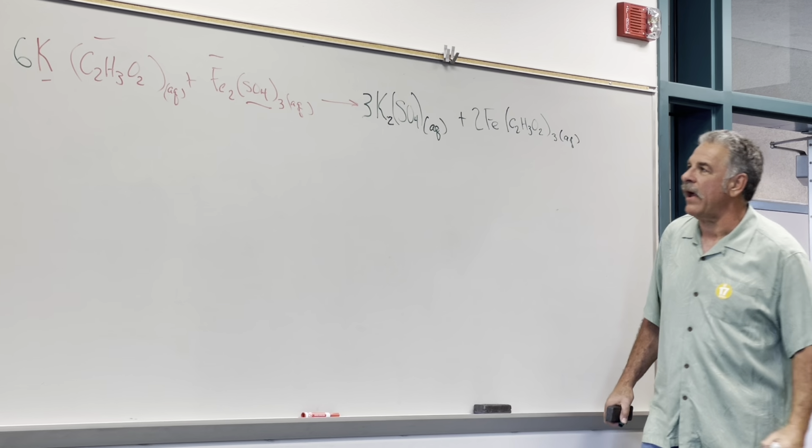Because what happens in our jar? Everything cancels. Everything's just in there. K plus, C2H3O2 minus, SO4 2 minus, Fe3 plus. They all just stay in solution. So you mix them together and, oh well, not today, no reaction today. And so that's why we have that solubility chart. But let's not make the mistake of saying that's predicting.